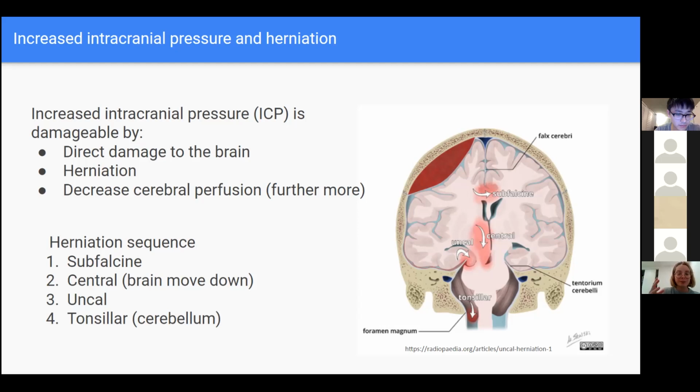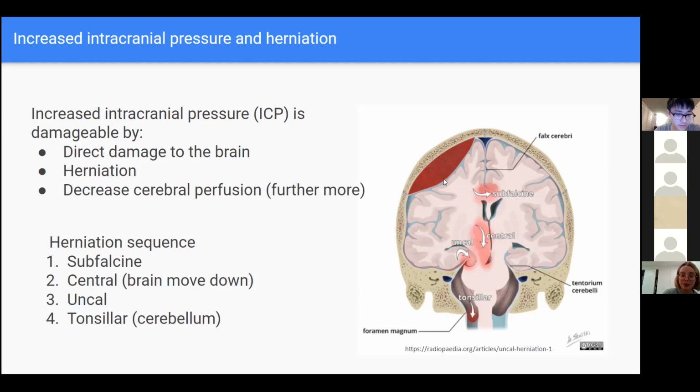But then if you have more things in your fixed amount of volume, the pressure will close the arteries even more. Put pressure on them and they will close, and that will lead to even less cerebral perfusion. So it's a cycle that's never ending and not good. And what's herniation? Herniation is really important.